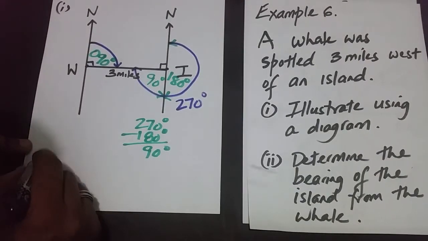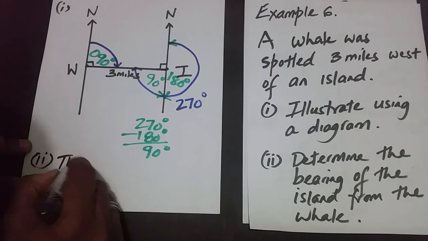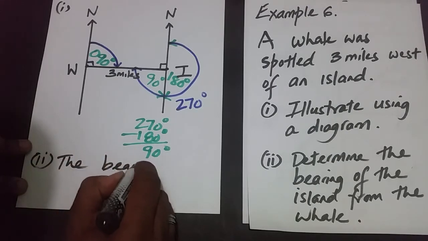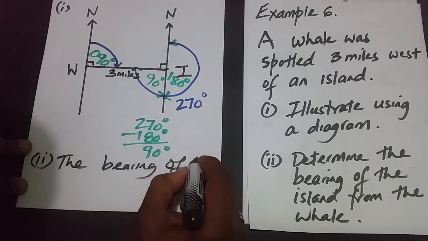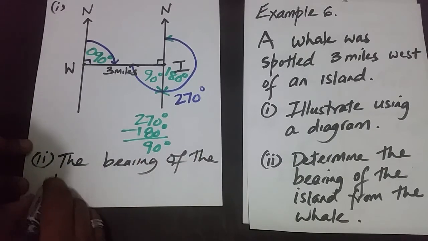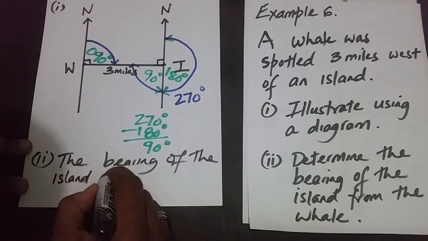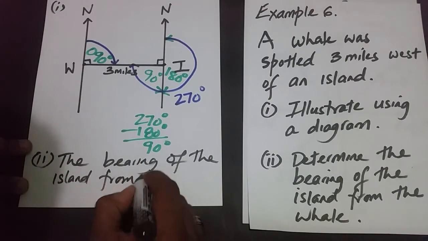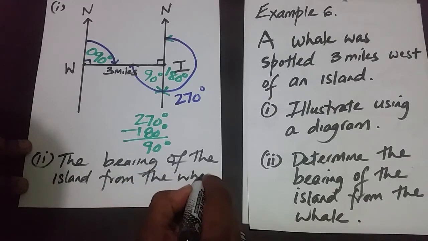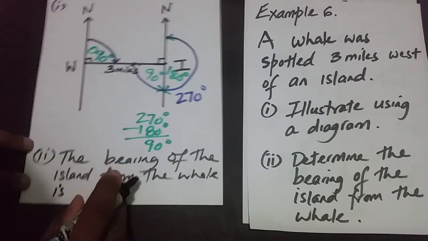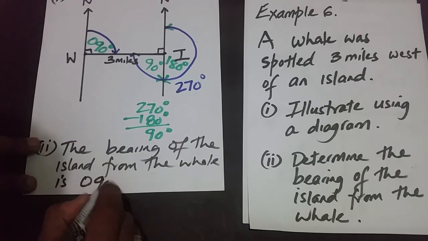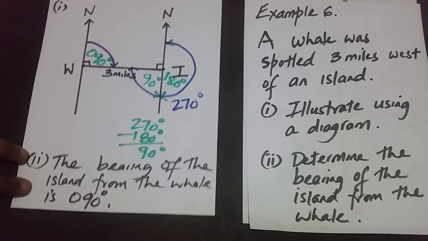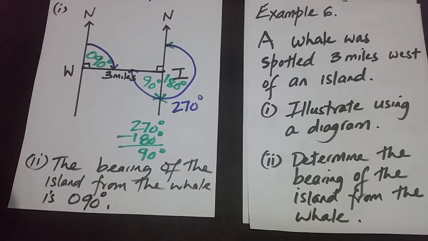So to answer part 2, the bearing of the island from the whale is 090 degrees, and that will be your answer to part 2.